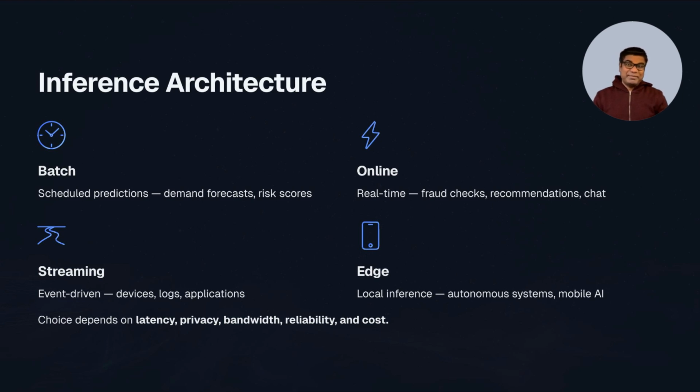Streaming inference supports event-driven architectures where data arrives continuously from devices, logs, or applications. Teams also choose between centralized cloud inference, edge inference on local devices, and hybrid patterns. The right choice depends on latency, privacy, bandwidth, reliability, and cost. For example, autonomous systems, industrial control, and mobile AI often require local inference, while large foundation models often rely on cloud-scale serving infrastructure.